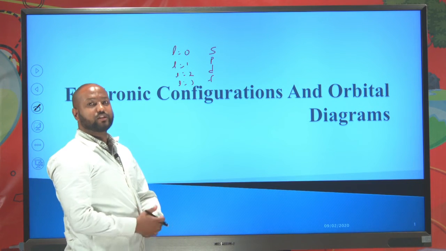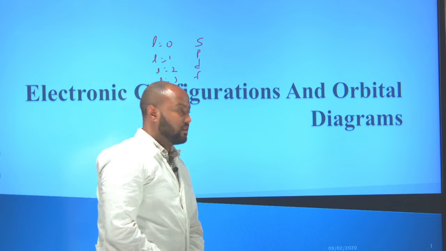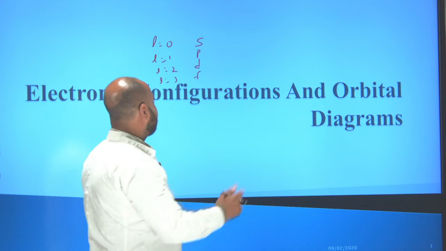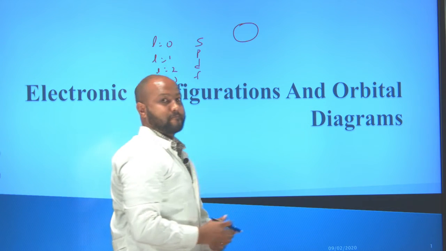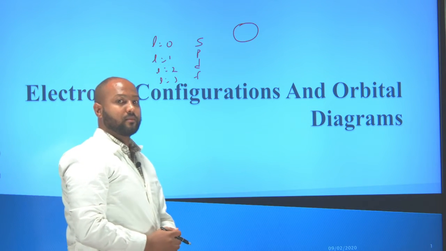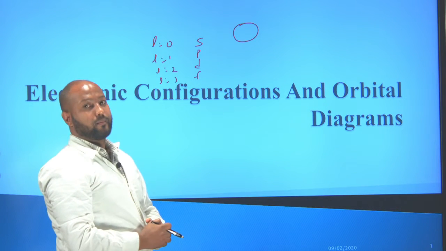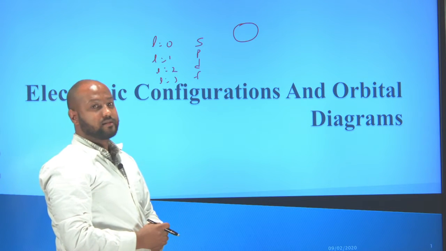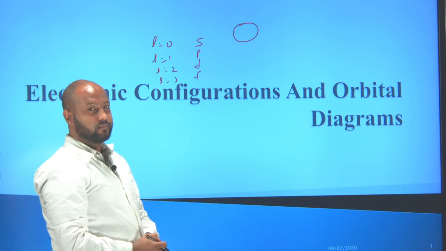So what is the shape of S orbitals? Can you remember it? Okay. The shape of S orbital has a spherical shape, like this. The higher S orbitals differ from the lower ones by their larger size and increased nodal value.